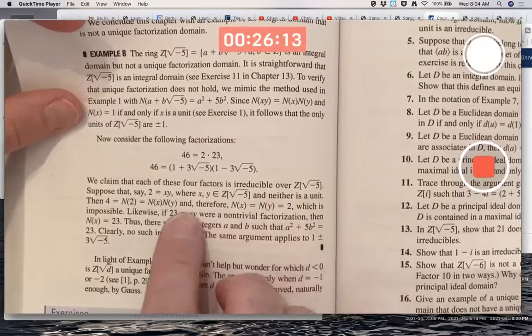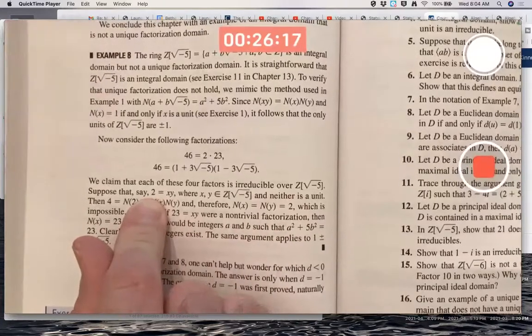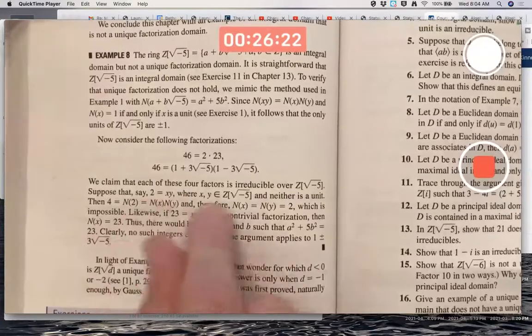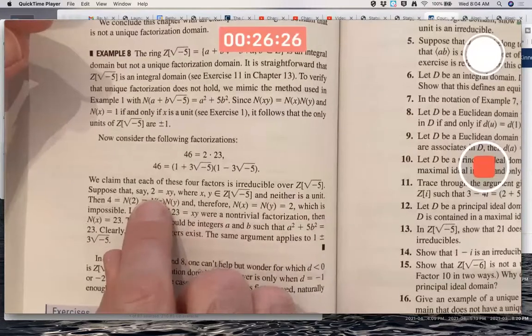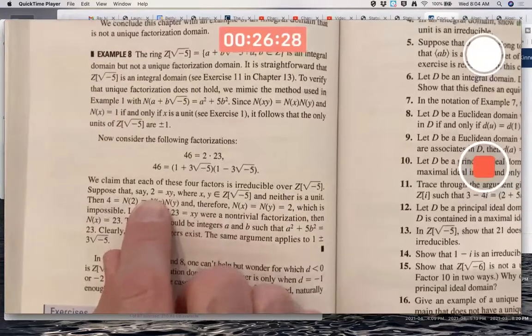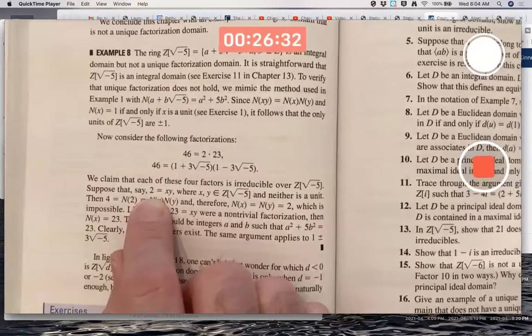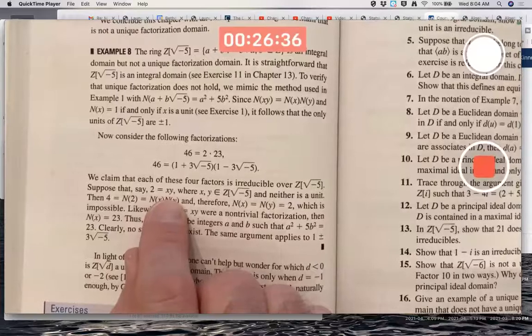Looks like he starts by proving 2 is irreducible, which makes intuitive sense because 2 is prime in the integers. You would think it would be irreducible even in this ring, but it does take proof. So what does it mean to be irreducible? It means it only has trivial factorizations. If you factor it as x times y, then either x or y is a unit.